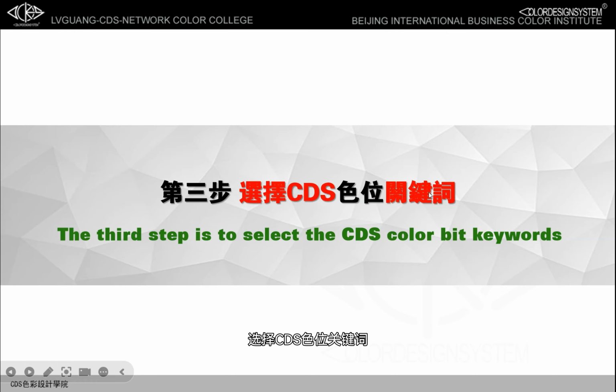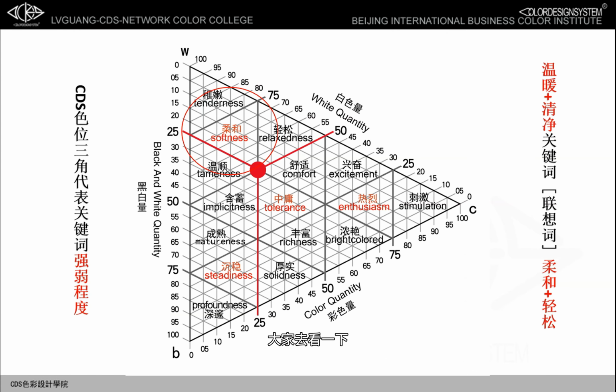Select CDS color bit keywords. Among the color keywords, let's take a look. Let's get to know each other. This triangle of color. This triangle is the CDS triangle. Please emphasize it first. What does the triangle of CDS color represent? What do its keywords stand for?